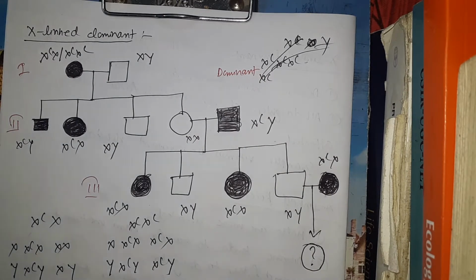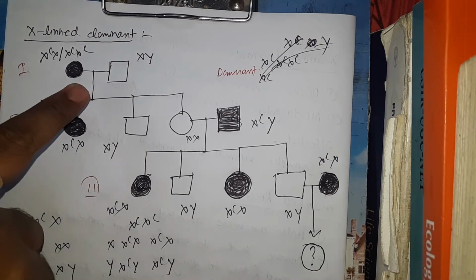Next, remember in our first video where we talked about autosomal dominant, I told you that in case of autosomal type, the particular trait will be equally distributed among males and females. That means an equal number of males and females will be affected. But in case of X-linked, there can be a sex bias. So you can find this out.